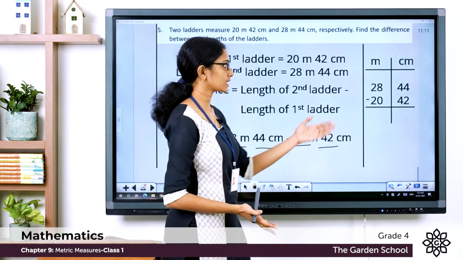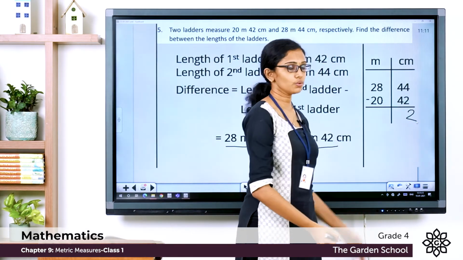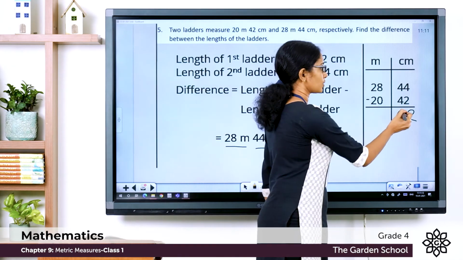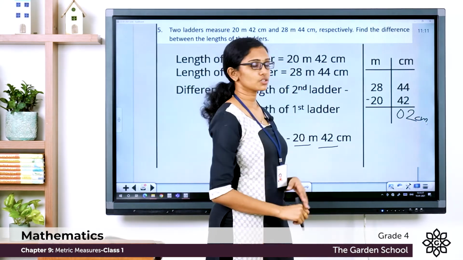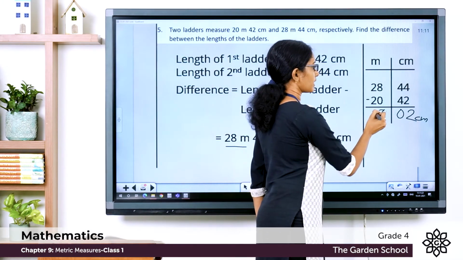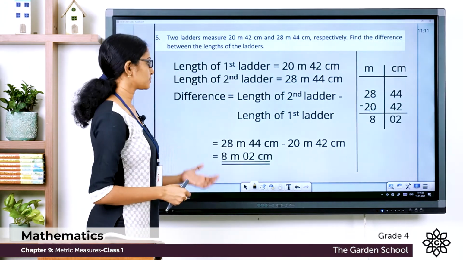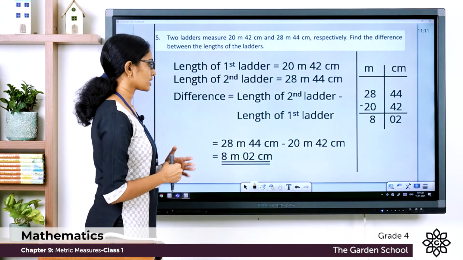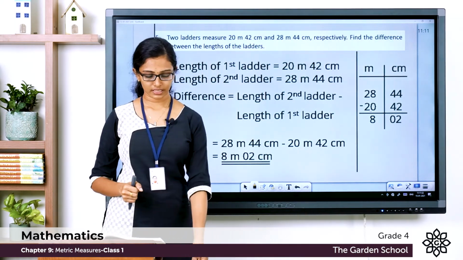Now start subtracting the centimeters first. Here we have 4 minus 2 which is equal to 2. 4 minus 4, 0. Now this is 02 centimeter. Now in the meter column we have 8 minus 0, which is 8 itself. 2 minus 2, 0. So what is the difference between the lengths? The difference between the lengths is equal to 8 meter, 02 centimeter. Now let's see the next question.